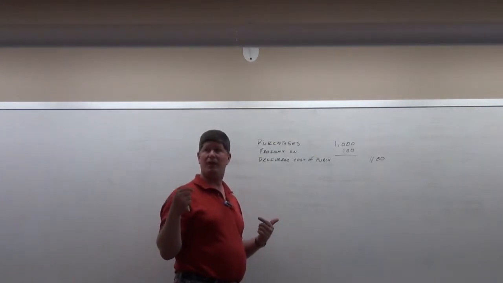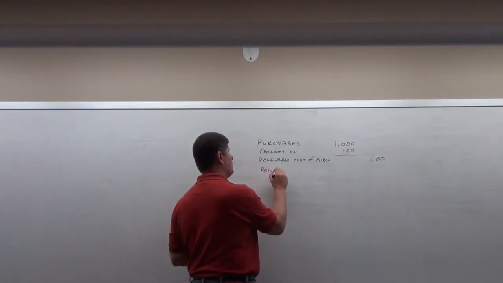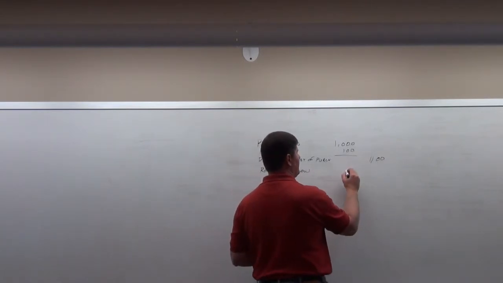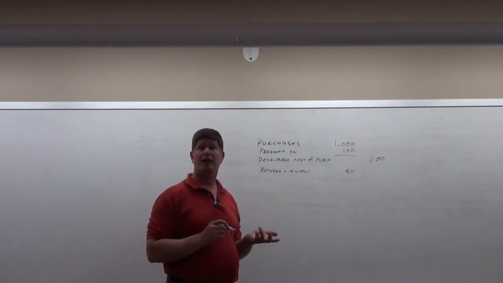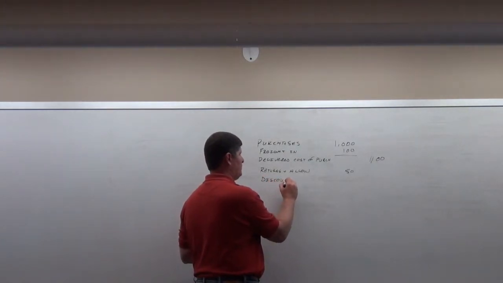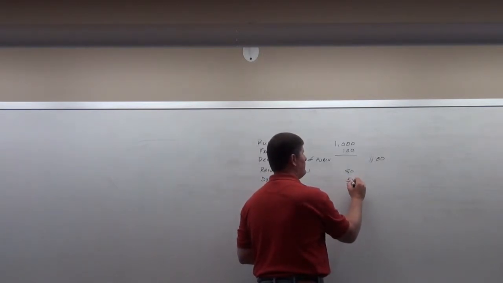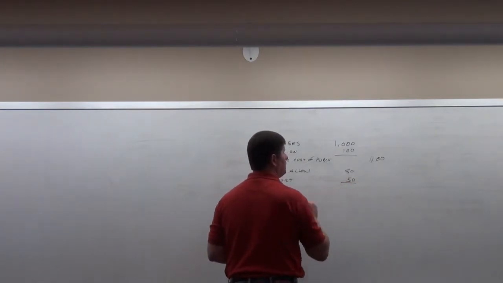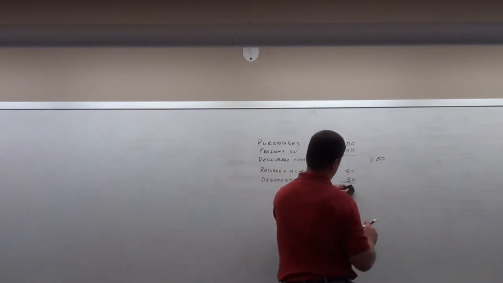Sometimes the stuff's no good and we have to return it, right? So we've got returns and allowances. Let's say that that's $50. And sometimes if we buy in bulk, we get a discount. Okay? And let's say the discounts we got were $50. Good? That totals $100. It doesn't go there.